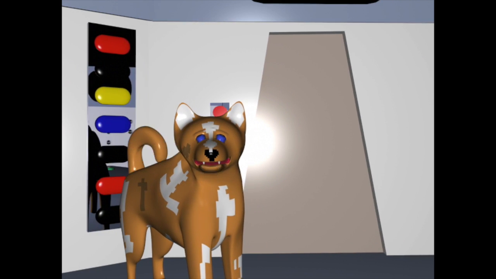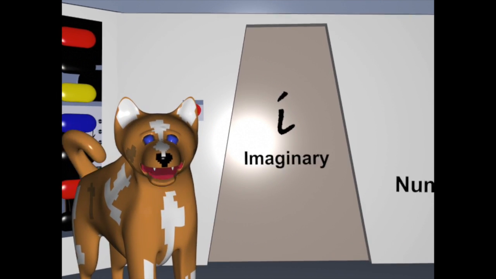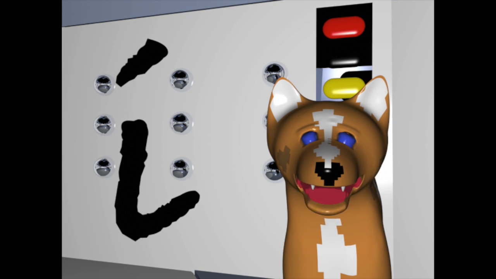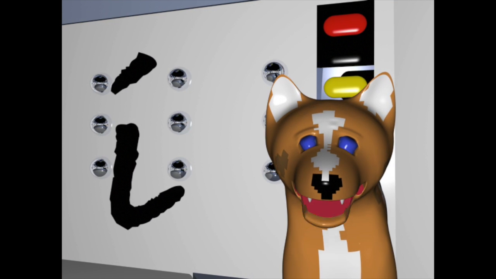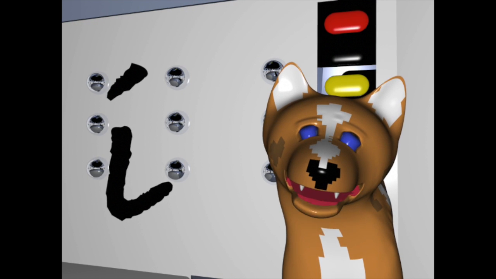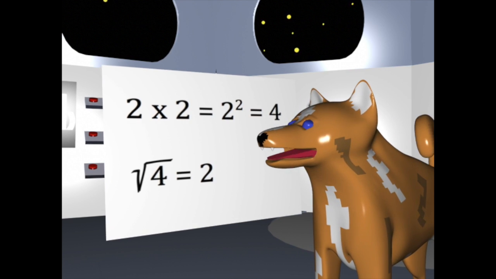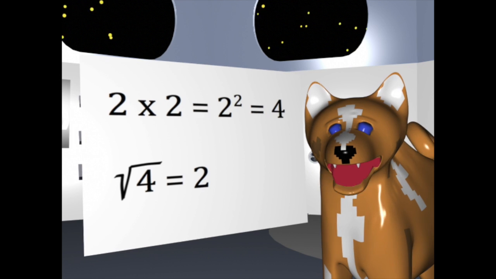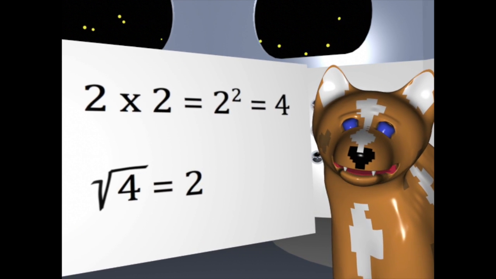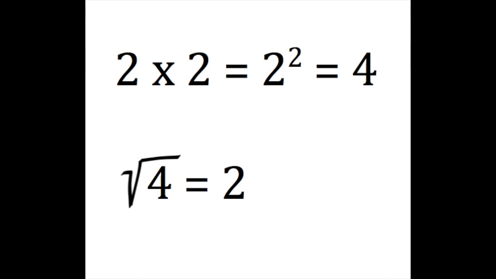Today we'll talk about the number i, also known as an imaginary number. In order to understand what i is, we need to review some concepts about multiplication and square roots. Remember that if we are multiplying a number by itself, we are squaring it. And the inverse operation of squaring is the square root.